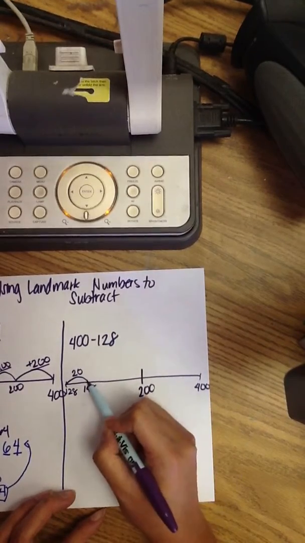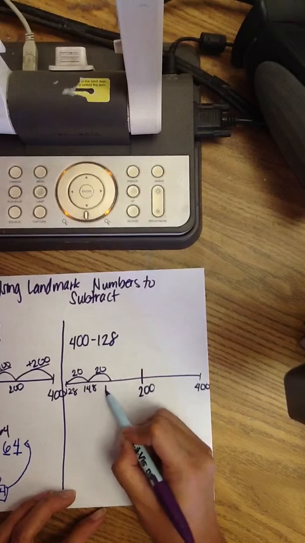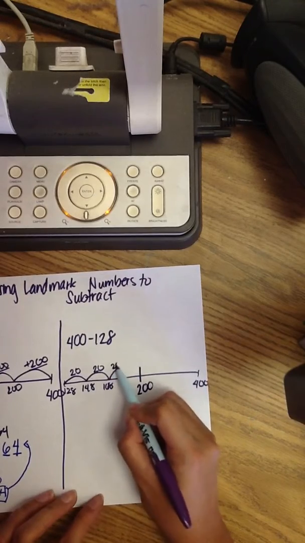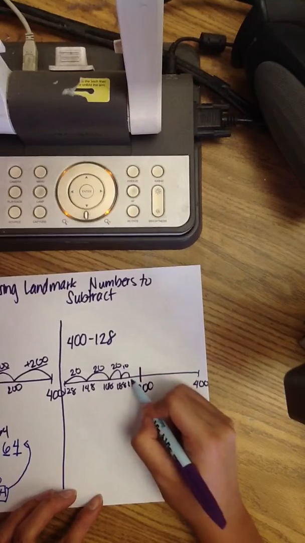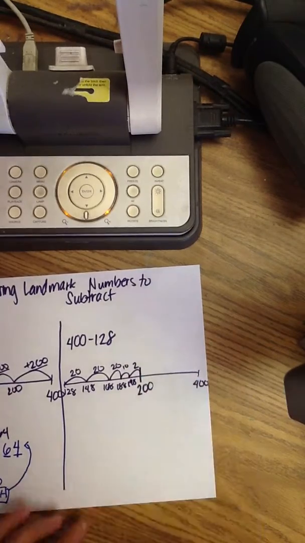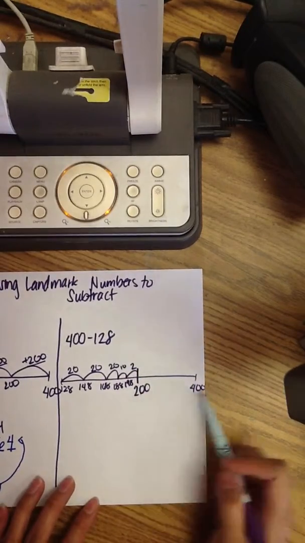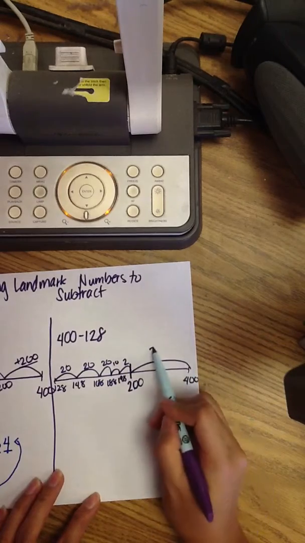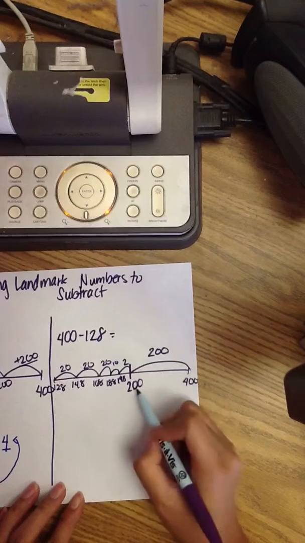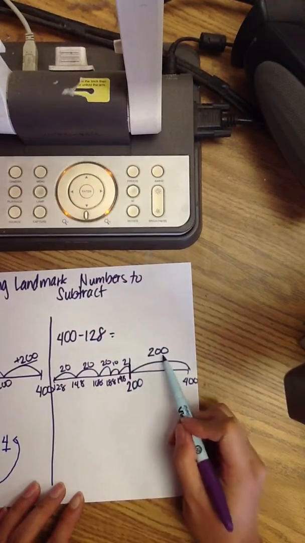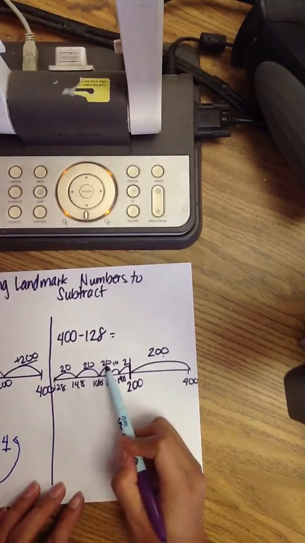148, but we can't pass 200. 168, 188, and I'm going to add a 10, 198, and then a 2. And then from 200 to 400, I can just jump 200. So now I found the difference using this 200 as a landmark number. 200, 20, 40, 60, 72.